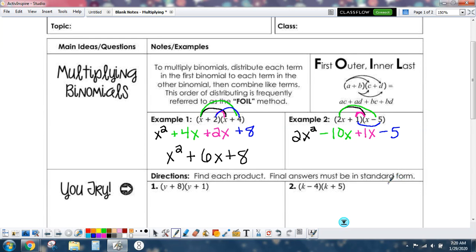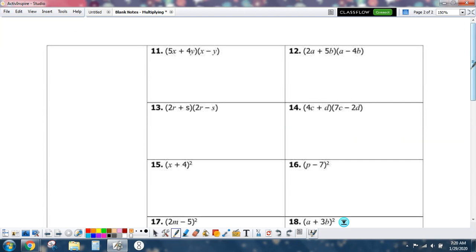So now I can go ahead and combine my like terms, and I have a negative 10x and a positive 1x. So when I do negative 10 plus 1, I get a negative 9. So I'm going to go ahead and bring down my 2x squared, and then put minus 9x minus 5. And that's my final answer. Okay, so for the U-try, they're all these multiplying binomials. So you're going to practice those in a second, but I want to jump to multiplying binomials and trinomials.